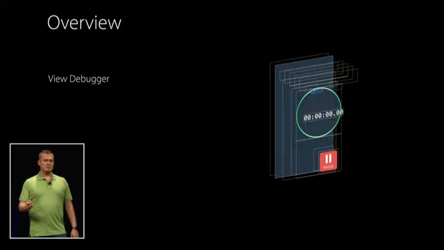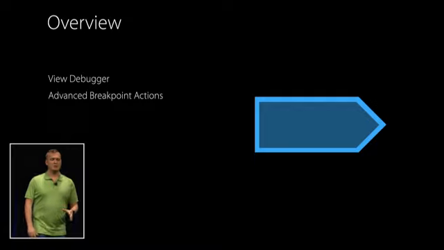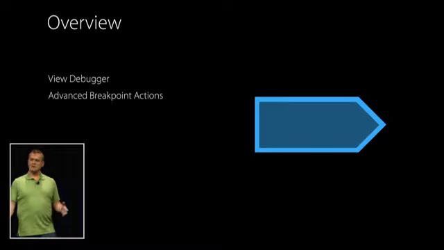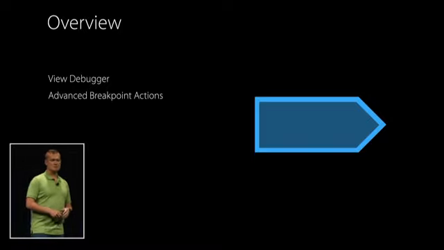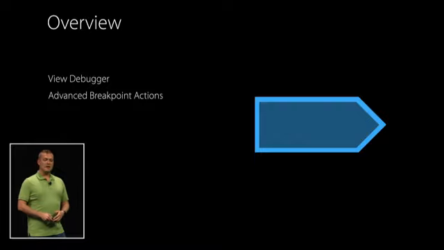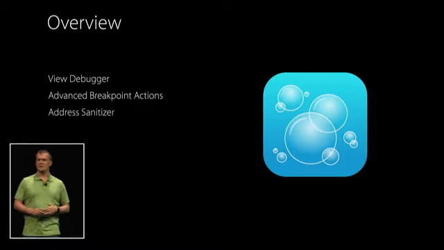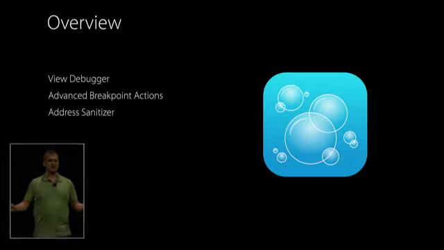Next, we'll dive into debugging your code with advanced breakpoints. I'll show you how you can set custom actions and conditions to quickly diagnose exceptions and conditionally print values, all without cluttering up your code with NSLogs or prints. And after that, my colleague Anna is going to come up and show us the newest, most exciting feature we've added to Xcode's debugging toolbox, the Address Sanitizer. She'll do a deep dive into how it works, what kinds of bugs it catches, and how you can start using it to start scrubbing your code today.